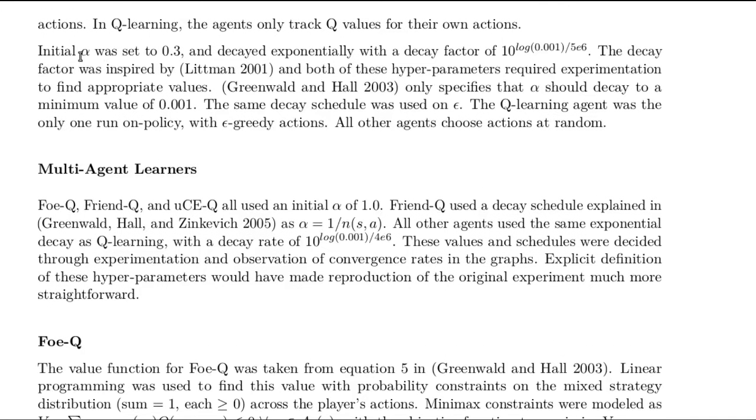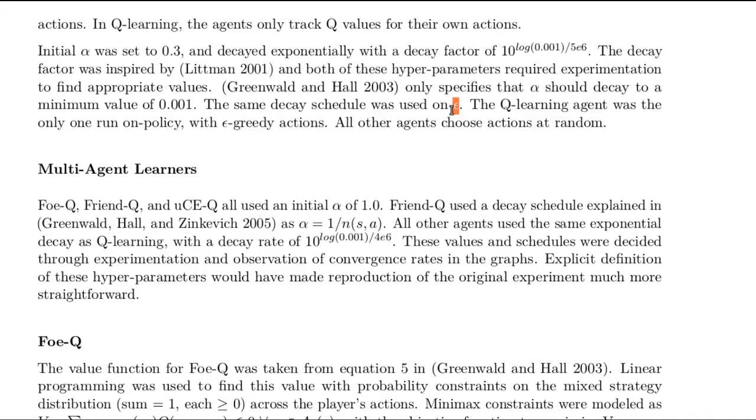Q learning used the initial alpha of 0.3 and was decayed exponentially with this decay factor. This is inspired by Littman's friend-foe paper, and experimentation happened on using different schedules and different initial alphas to try to mimic the rate of convergence seen in the experimentation. These are not given in the original paper. All that's given is that there's a minimum value and that there is some decay schedule that's not specified.